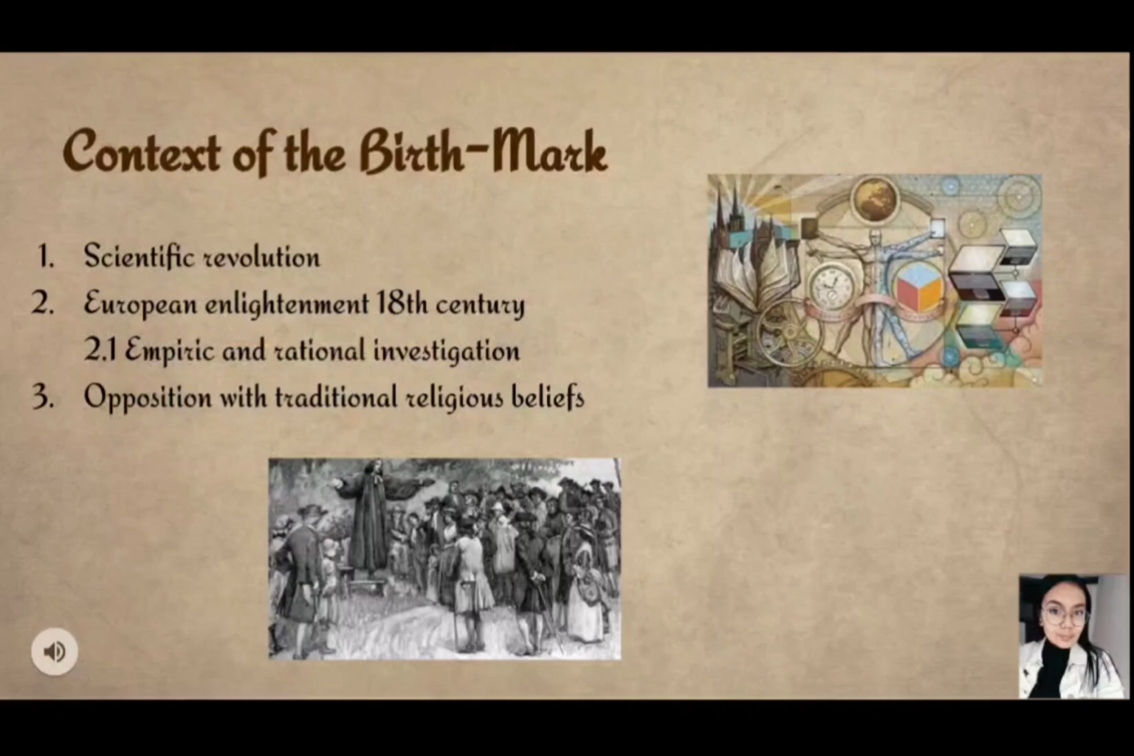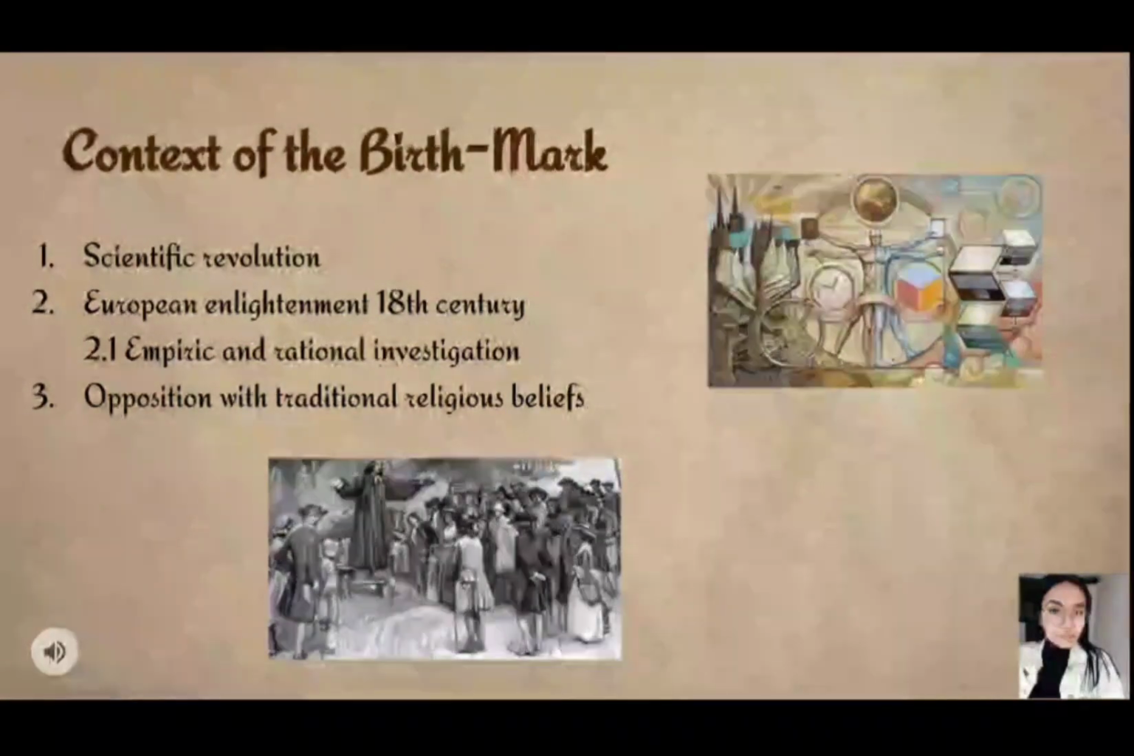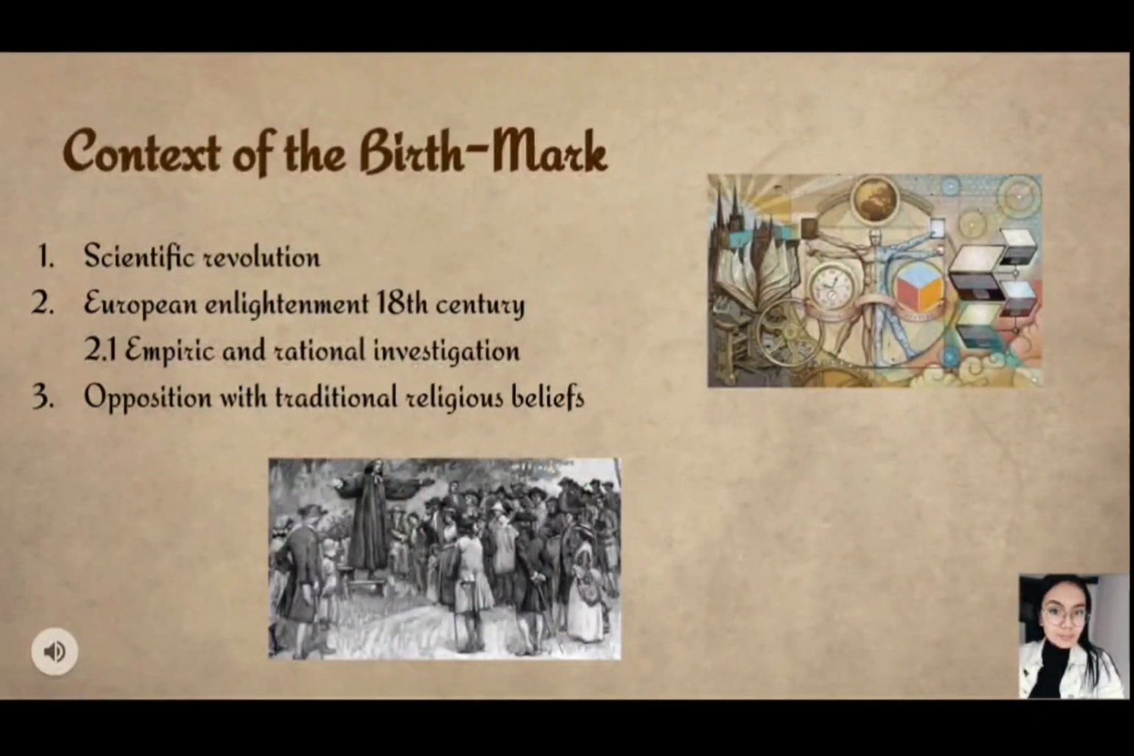The scientific revolution took place between the mid-16th century and the end of the 18th century, putting the action of The Birthmark near the end of this period. And we also know that this time was marked by an increase in scientific work and discoveries in Europe, and it overlapped with the European Enlightenment in the 18th century.